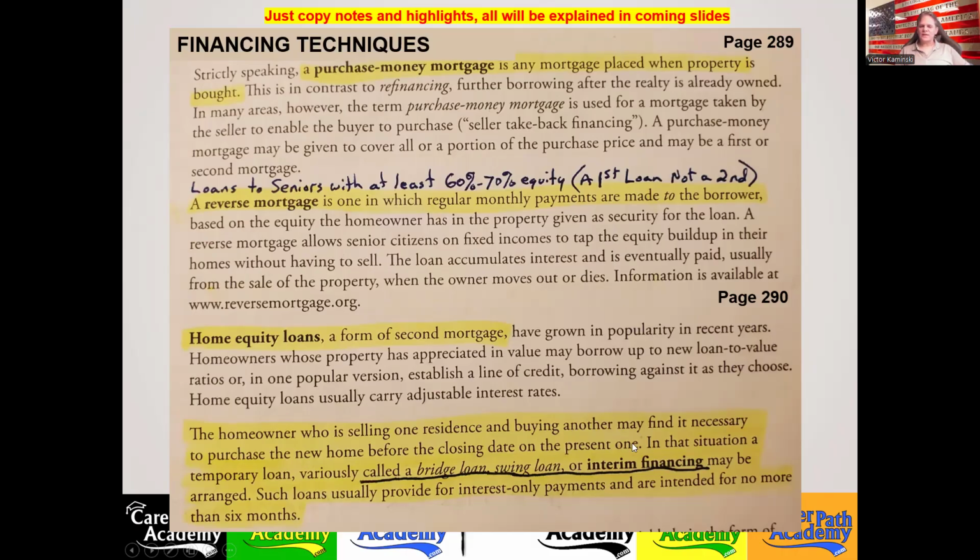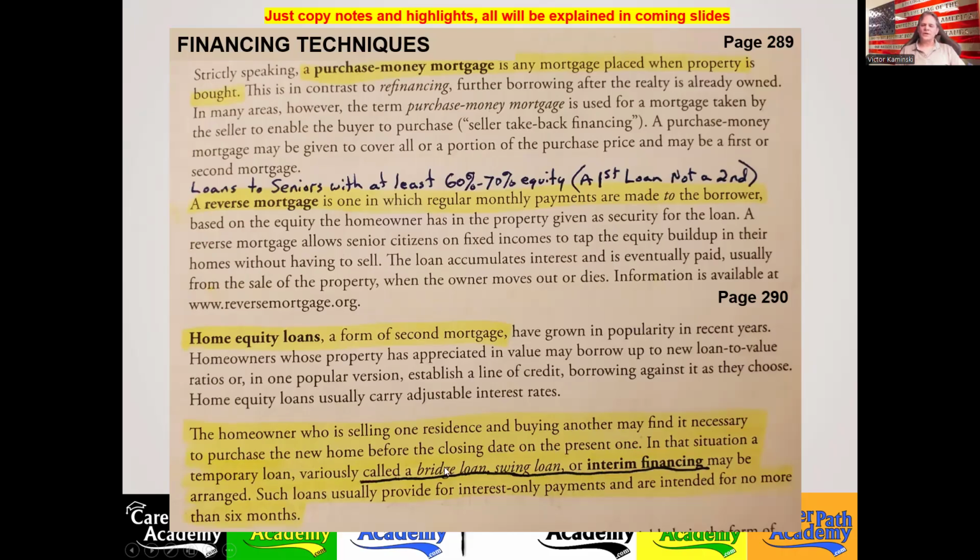Now, a homeowner who's selling a residence and buying another, and is unable to do coinciding closings, would be forced to make a mortgage payment on two homes at once. And most people can't do that. So a solution is a short-term loan called a swing loan, bridge loan, or interim financing.